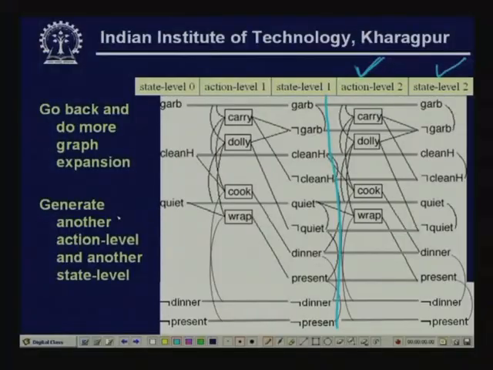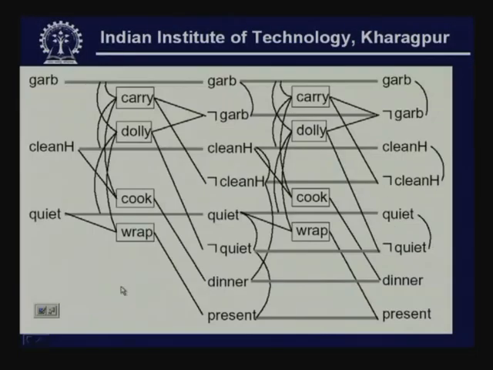So this is the planning graph expanded up to state level 2. Here we see that the carry, dolly, cook and wrap actions are there, and we have found all the mutex relations between the 4 actions. We have found the mutex relations between the propositions.